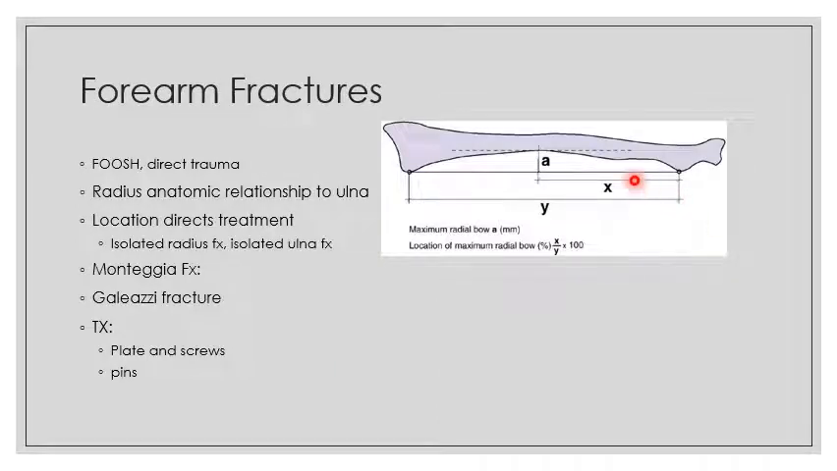Forearm fractures are basically from a fall on an outstretched hand or even direct trauma. It's important to note the anatomic relationship of the ulna. The radius has a bow and it rotates around the straight ulna during pronation and supination. And the goal of our treatment is to restore this anatomic relationship.